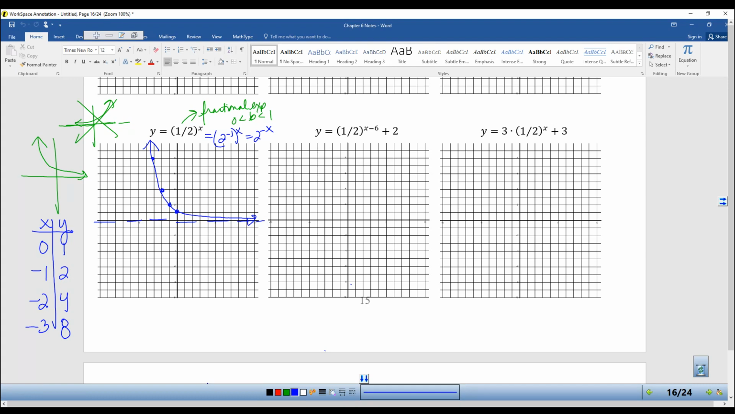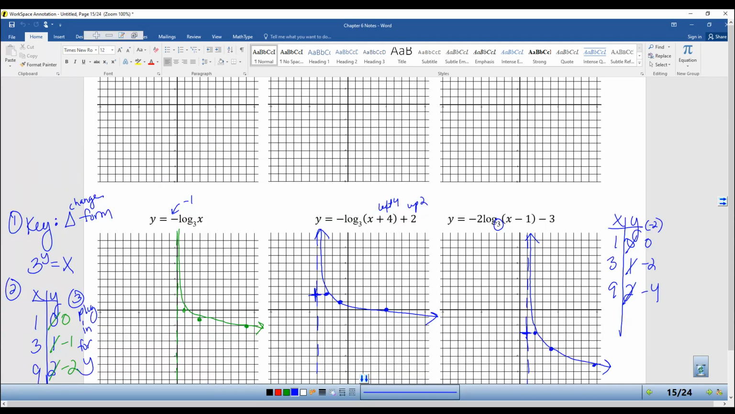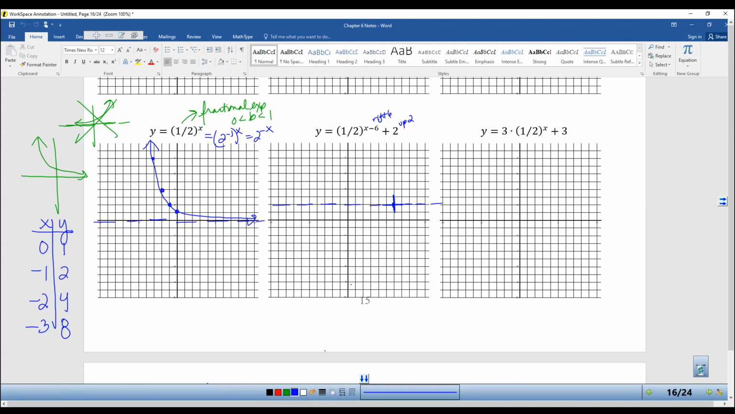This one has been moved to the right 6 and then up 2. Right 6 and up 2. So this is my new origin, and the asymptote moved with it. It went up. If you go up or down on an exponential function, you have to move it. If you go left or right on a logarithmic function, that's when the asymptote moves. So they're reverse, which makes sense because they're inverse functions.